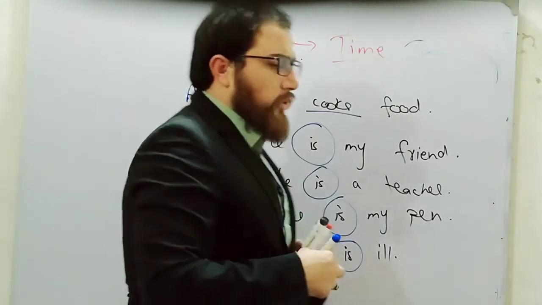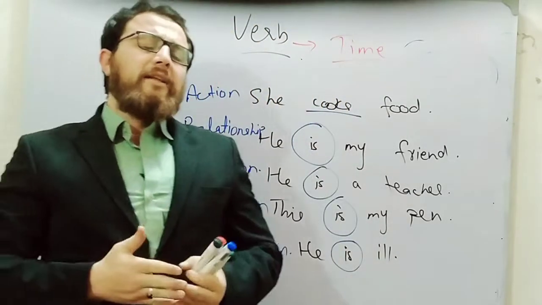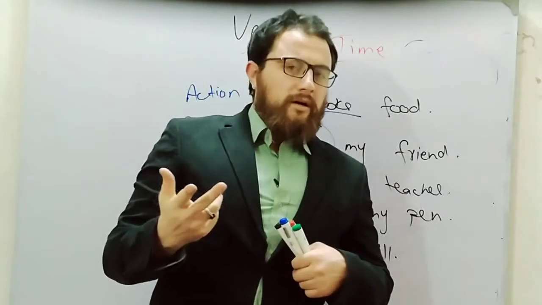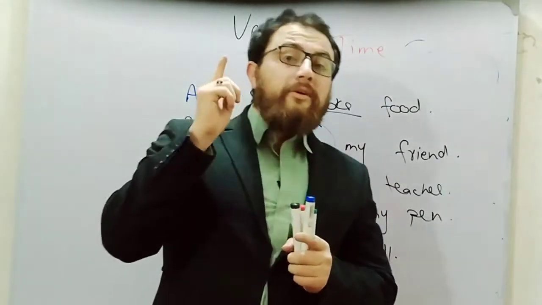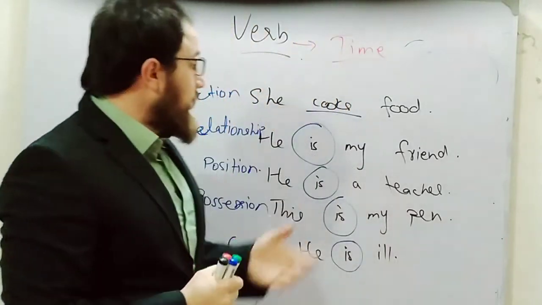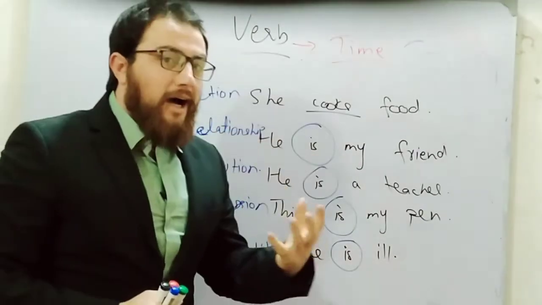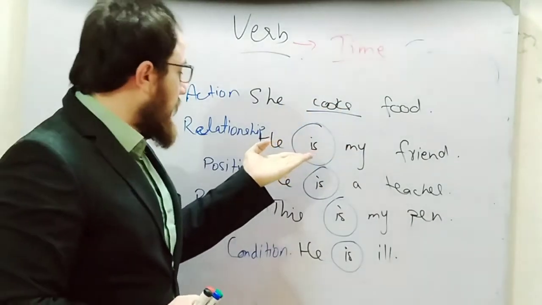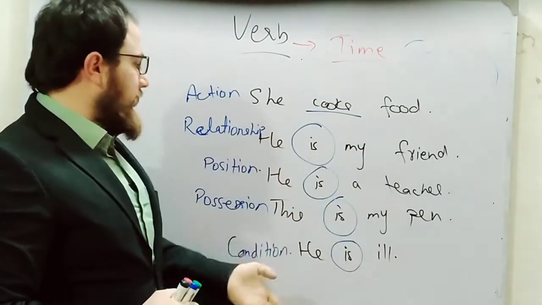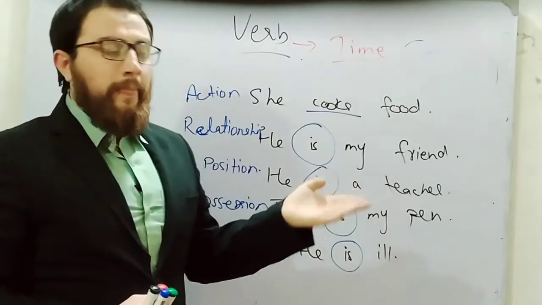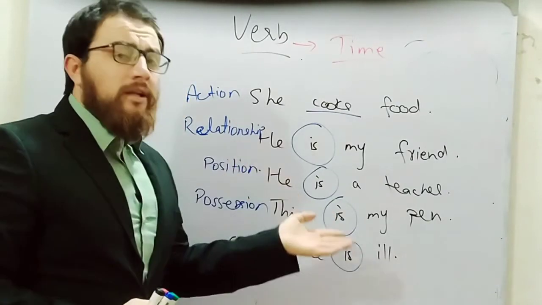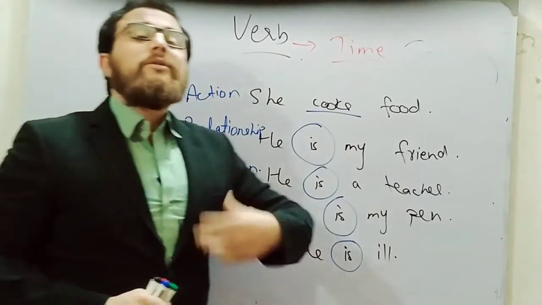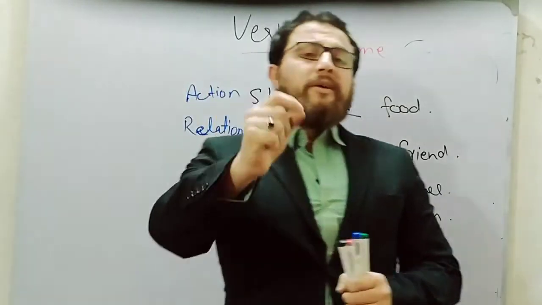So simple is that when we talk about verb, verb could show anything: relation, position, condition, possession, notion, etc. And what will be the compulsory element in it? That would be time. That it shows time. Like if it is showing action, even then it shows time. If it is showing a relationship, even then it shows time. If it is showing position, even then it shows time. If it is showing a possession, even it shows time. If it is showing a condition, even it shows time. It means the compulsory element is time.